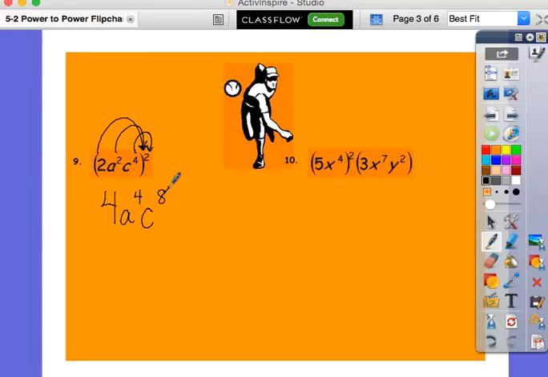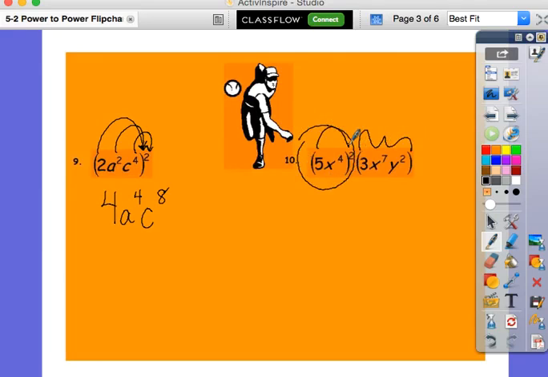All right. What do you think about number 10? What do you think, Nicholas? You have to multiply the 5x to the fourth, you have to square that and then multiply 5 with 3x. Okay, good. So we're going to just ignore this for right now, and we're going to take care of this.